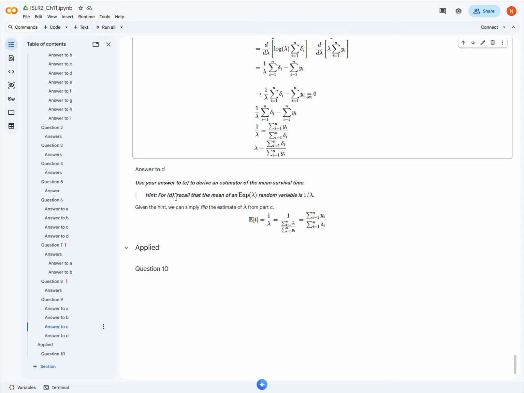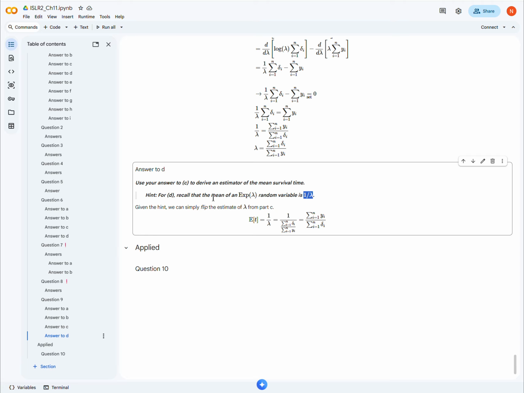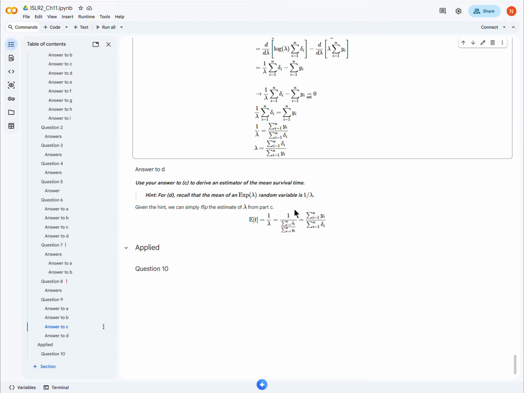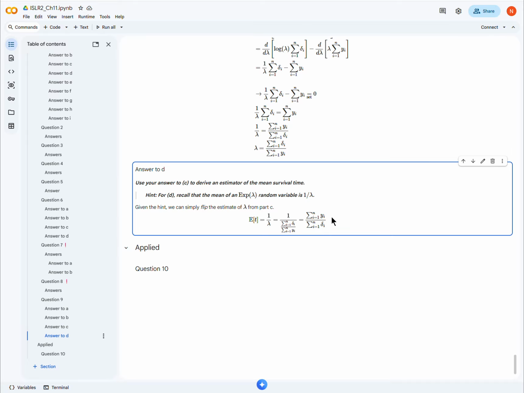But we don't have to do that, because for an exponential distribution, the mean of the random variable is 1 over lambda, right? And we already found lambda up here. So that means that our expected value is 1 over lambda, and we just found an expression for 1 over lambda. It's 1 over the fraction that we just found, and so we can just reverse that fraction, and we come out with the sum of the y's divided by the sum of the deltas as our expected value for survival time. Okay, call that good.